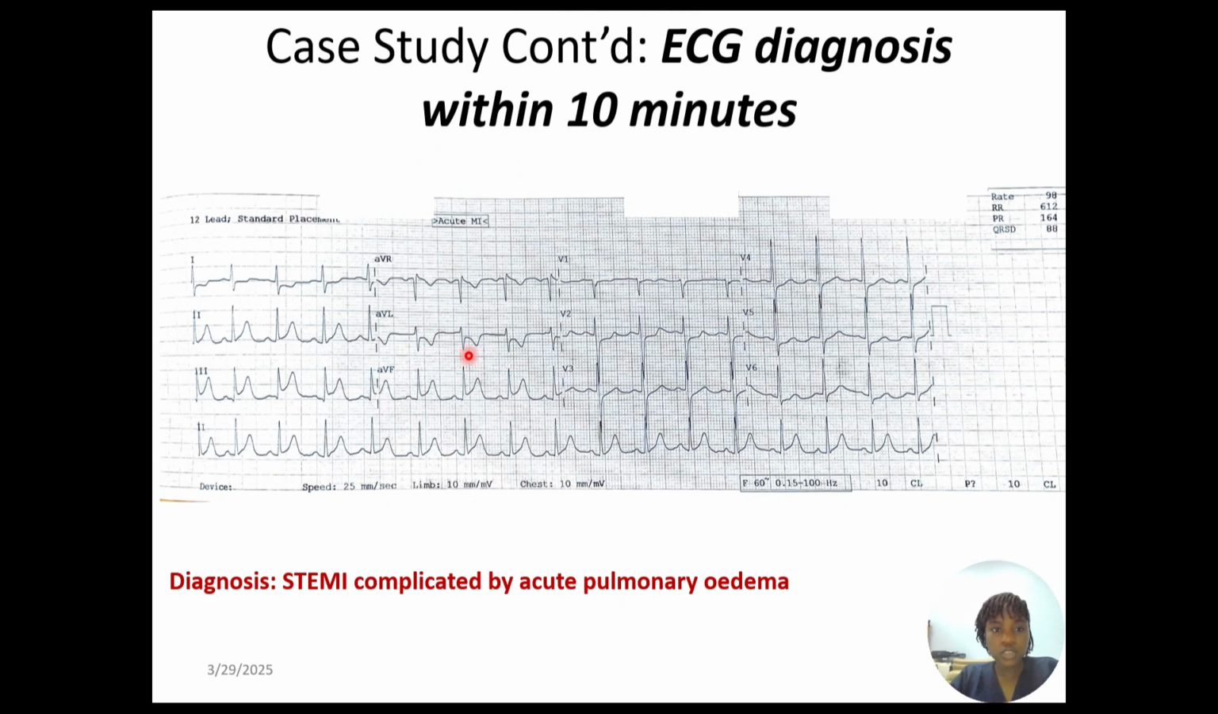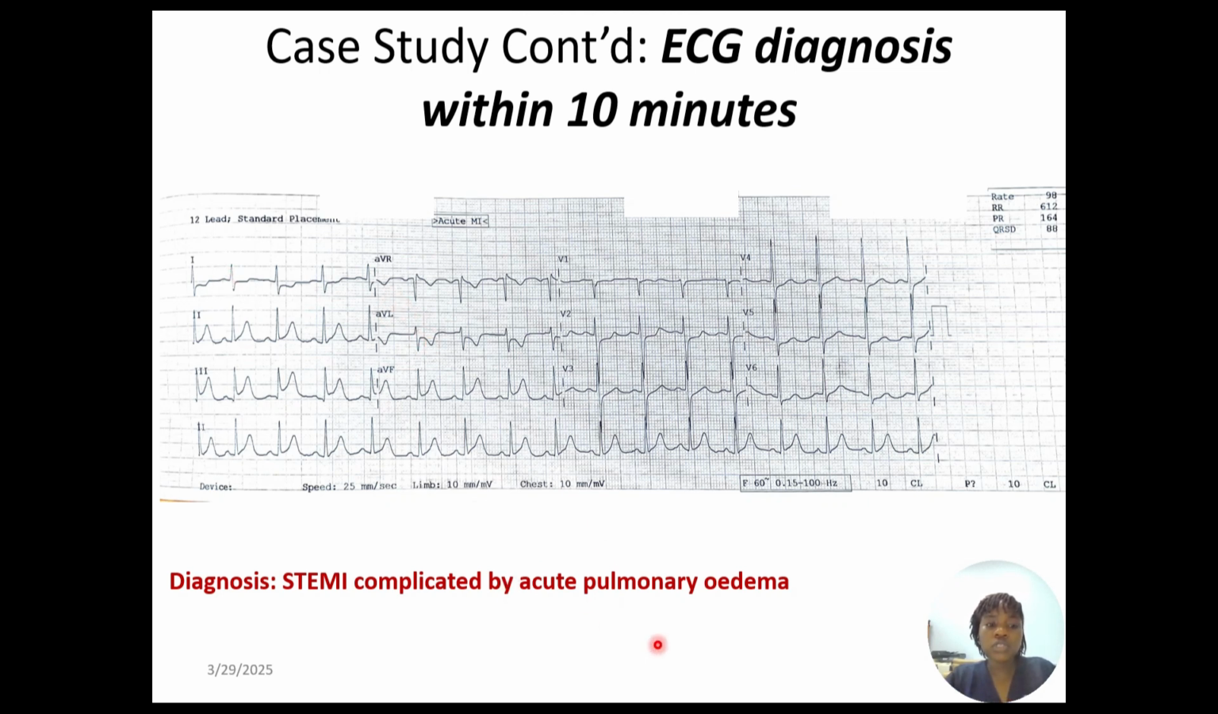Now this is his ECG that was done within 10 minutes. You can see the ST elevations in the inferior leads 2, 3, aVF and the reciprocal changes in the anterolateral leads, V2 all the way to V6, and lead 1 and aVL.